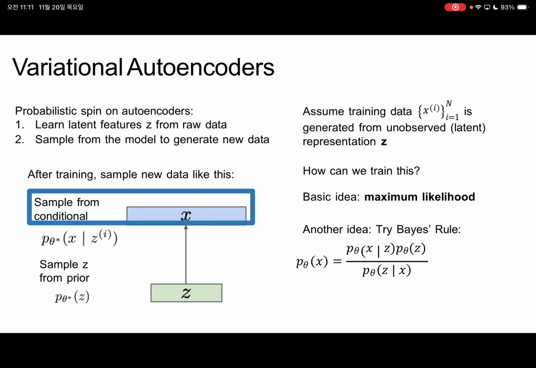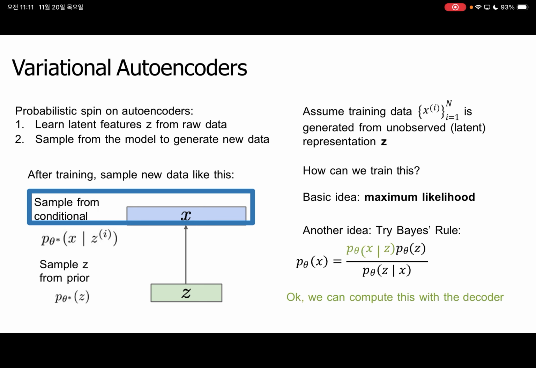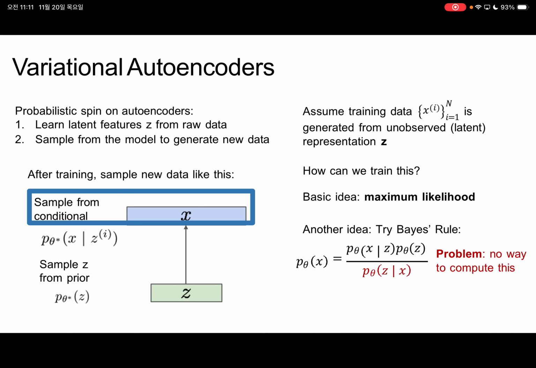And another idea is trying Bayesian rule. We can compute this one. Also, we can compute this with the decoder. And this one, as I said, is from normal Gaussian distribution. But this one, the normalizing factor, we cannot compute.